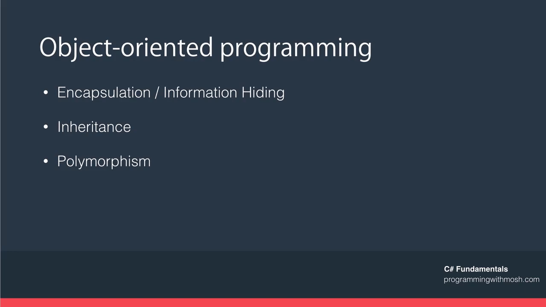In object-oriented programming, which is actually one of my absolute favorite topics, we have 3 major concepts: encapsulation, which is also referred to as information hiding, inheritance, and polymorphism. In this lecture, we're going to learn about encapsulation. And throughout this course, we'll see more examples of achieving encapsulation. We're going to leave inheritance and polymorphism to the later section in this course. Let's start with encapsulation.